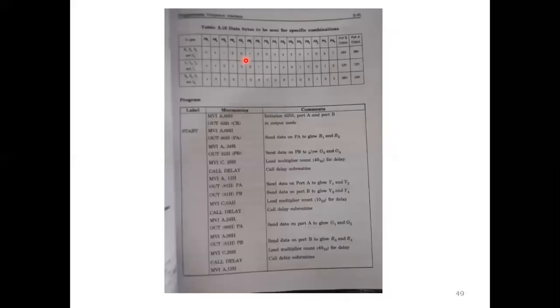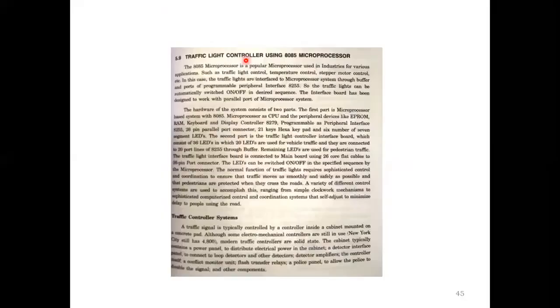Okay, this is the concept of the traffic light controller. Today we discussed two concepts: one is the stepper motor, and the other is the traffic light controller. The stepper motor is controlled through the 8085, and the traffic light is also controlled by the 8085. Okay, thank you. We will see you in the next class.